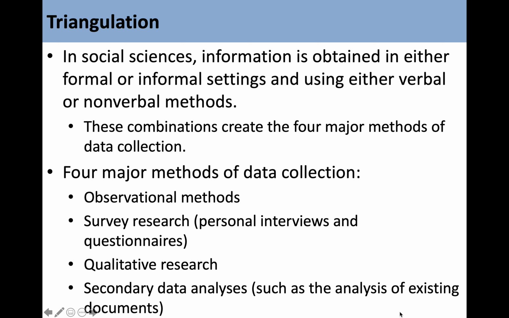In social sciences, information is obtained in either formal or informal settings and using either verbal or nonverbal methods. These combinations create the 4 major methods of data collection. The 4 major methods include observational methods, survey research, like using personal interviews and questionnaires, qualitative research, and the last is secondary data analysis, such as the analysis of existing documents.